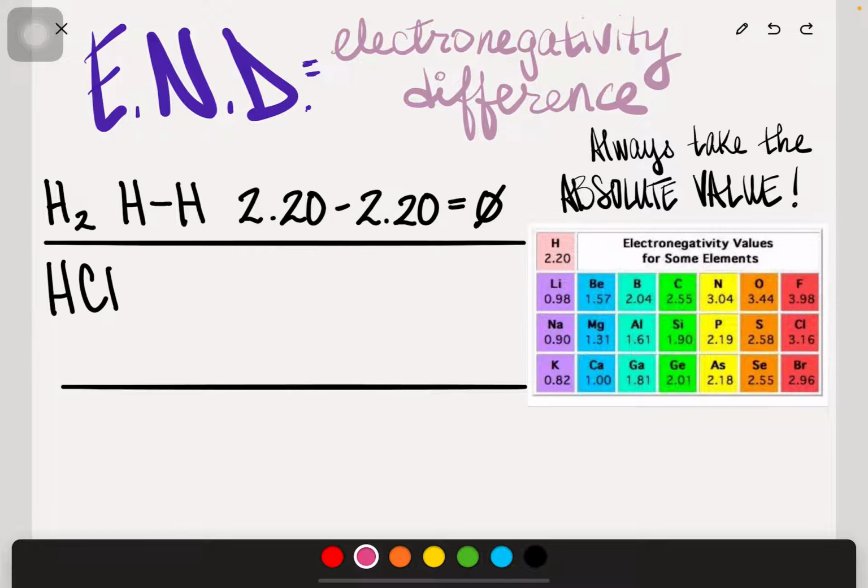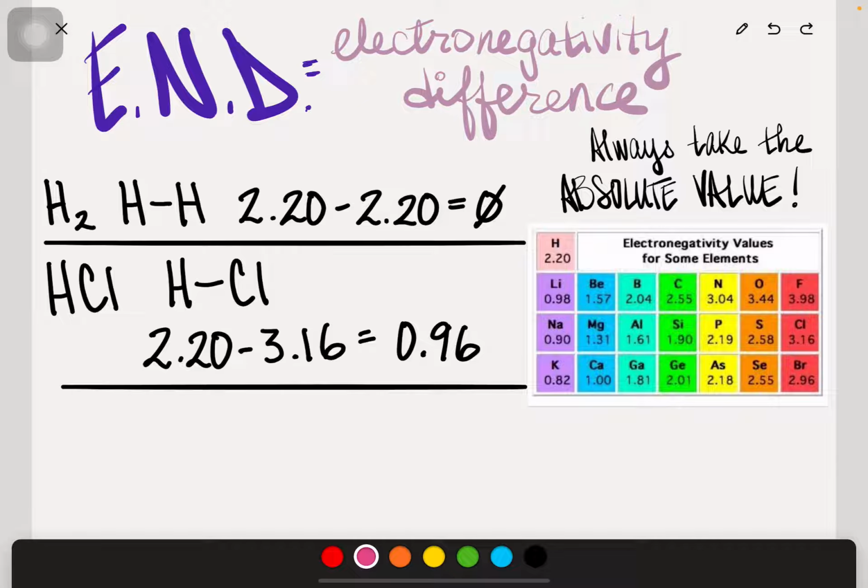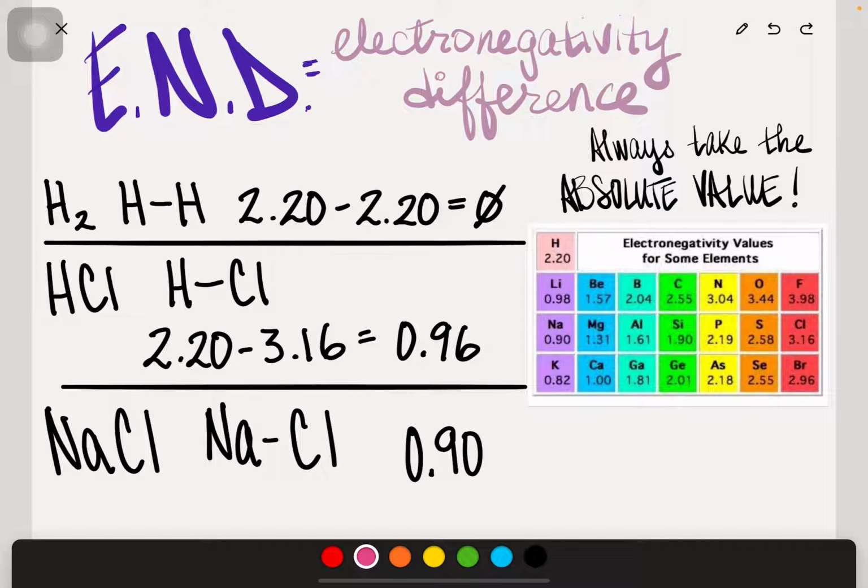So let's try something else. Let's do HCl, so that is a hydrogen bonded to a chlorine. Like we said, hydrogen's 2.2. I'm going to subtract the electronegativity value for chlorine, and that's going to give me 0.96. And let's do one more, just for fun. Sodium chloride. That's a sodium bonded to a chlorine, and sodium is 0.90. Subtract the electronegativity value for chlorine, and that will give us 2.26.